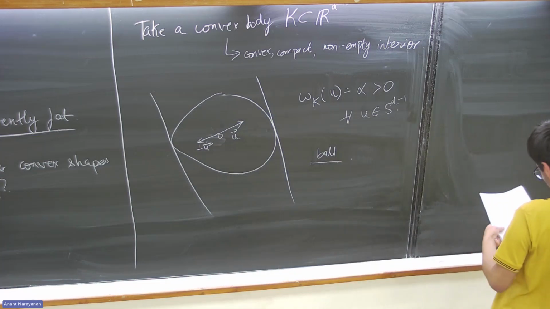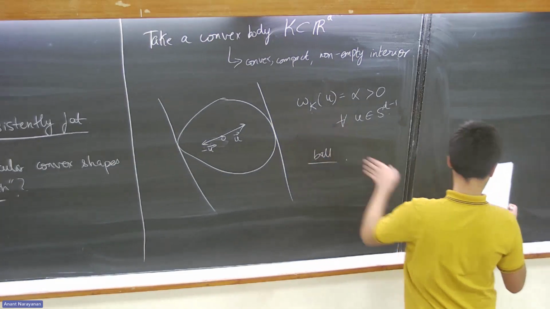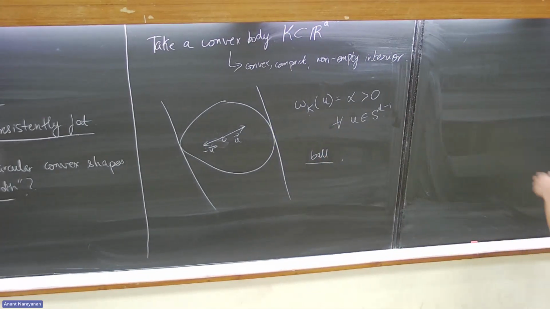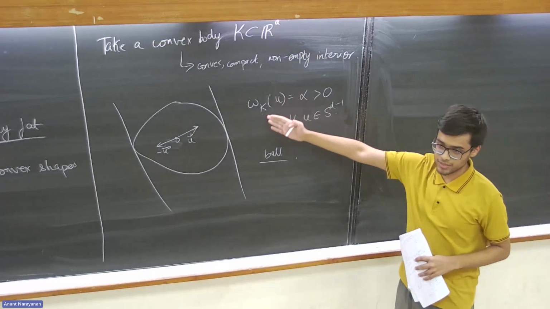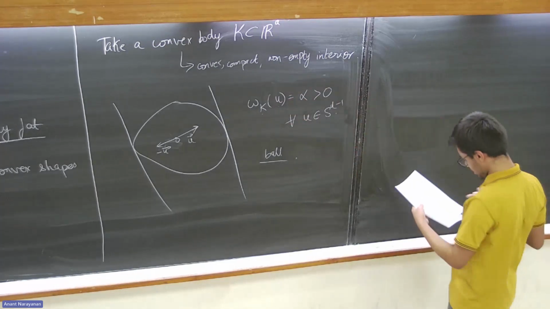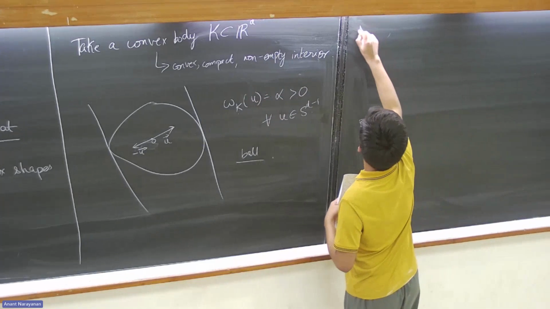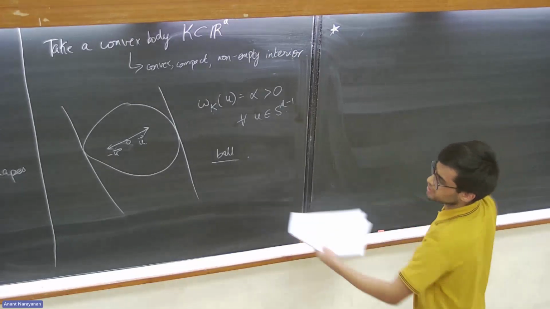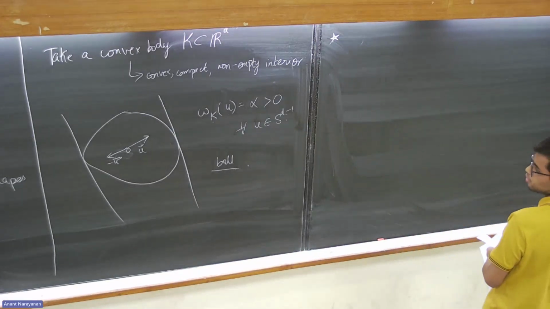So now what we'll do is, we have this general definition for R^d. A curve of constant width is basically one where the width in every direction is constant. Now, a ball is one example. So we'll return to our question: are there non-circular convex shapes of constant width?